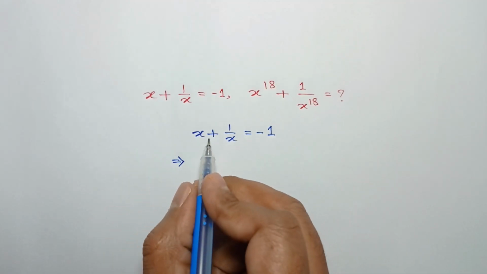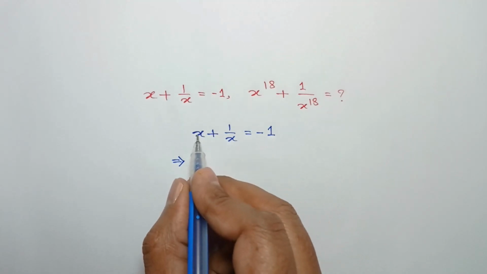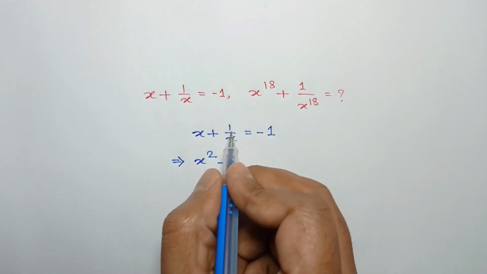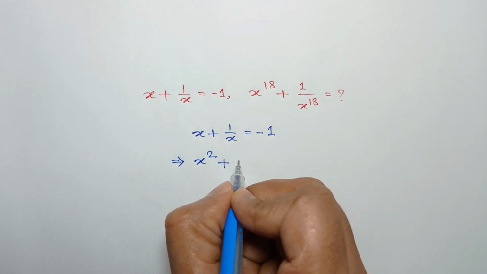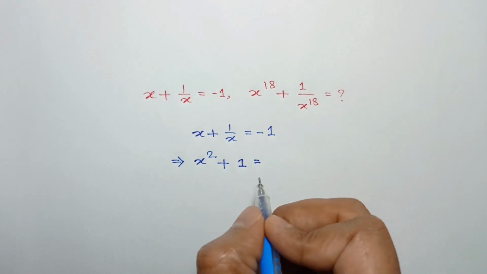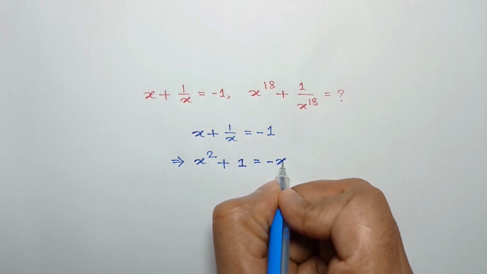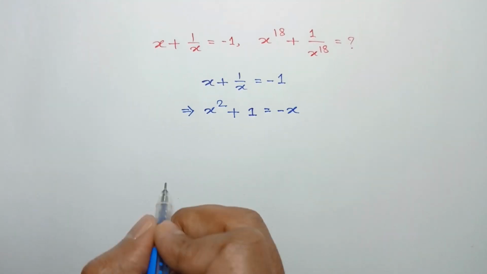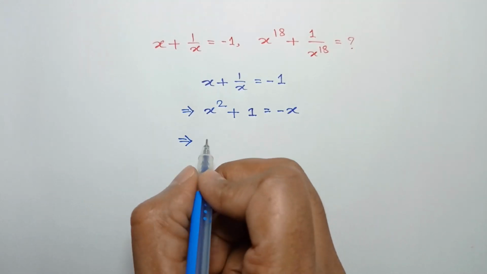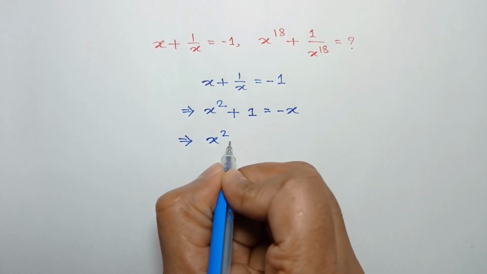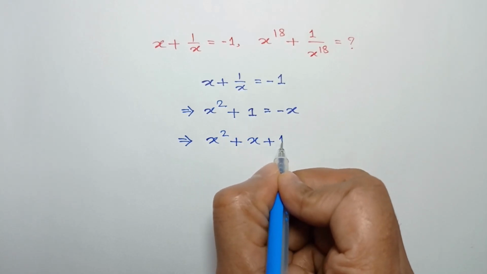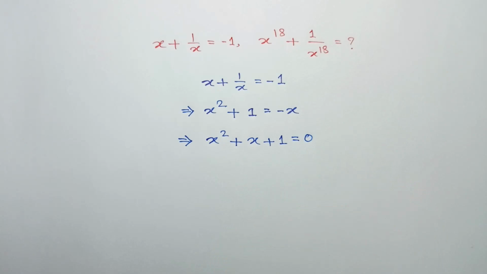or, multiplying both sides by x, we can write x times x is x square, plus 1 over x times x is 1, is equal to negative 1 times x is negative x. Or, taking this negative x to the left side, we can write x square plus x plus 1 is equal to 0.